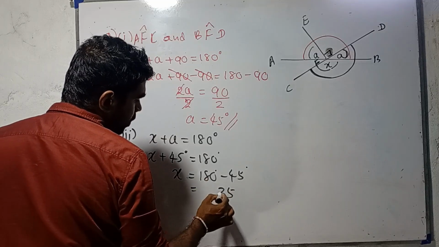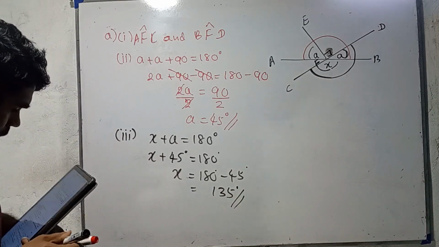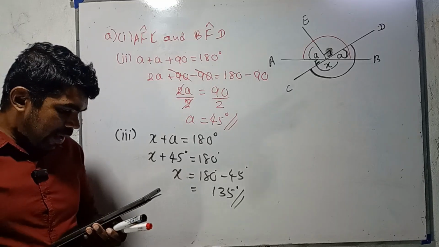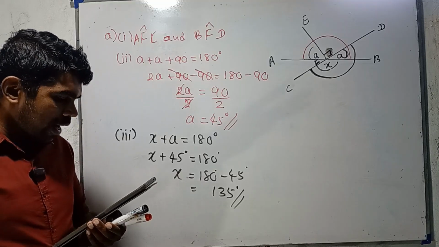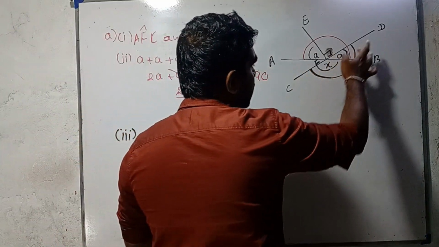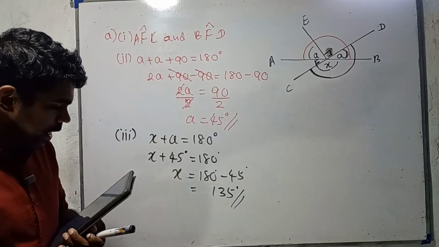7 minus 4, 3. 135 degrees. Then part 4. X and A is a pair of supplementary angles. Do you agree with this statement? Yes, we know that supplementary angles means the sum of two angles should be 180 degrees.